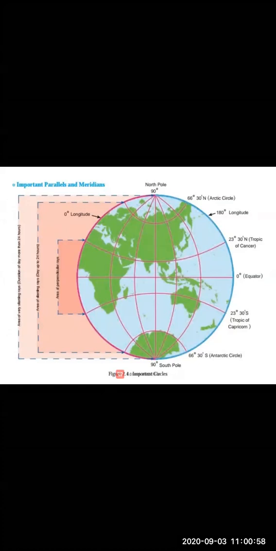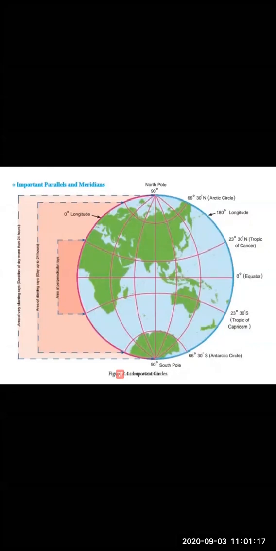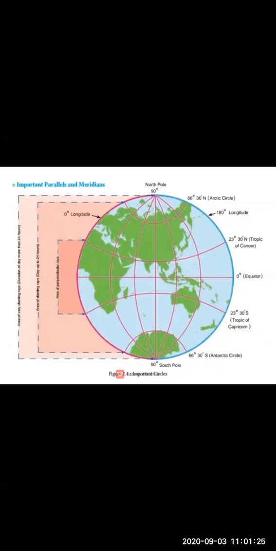Okay, so now in this chapter, we are going to study the distribution of sun rays in various parts of the earth. As we know, the sun is our natural source of heat and light. We receive heat from the sun. So now we are going to see how the sun rays are distributed in various parts of the earth.